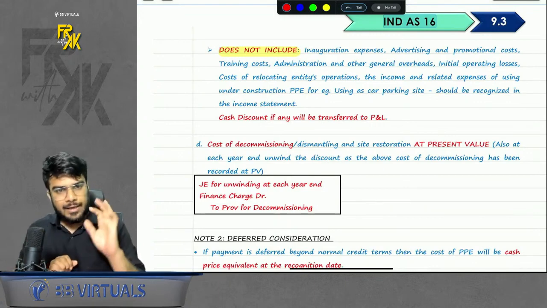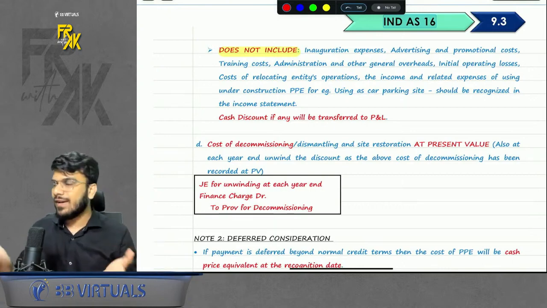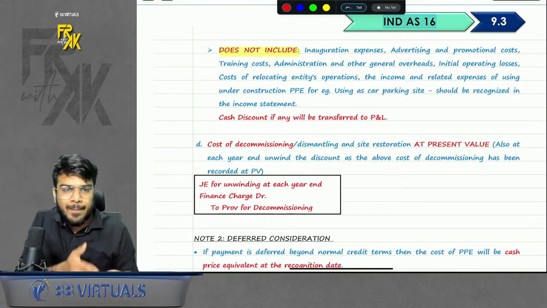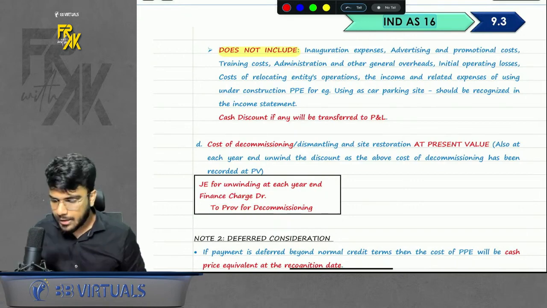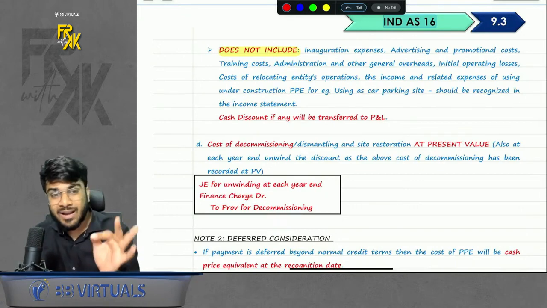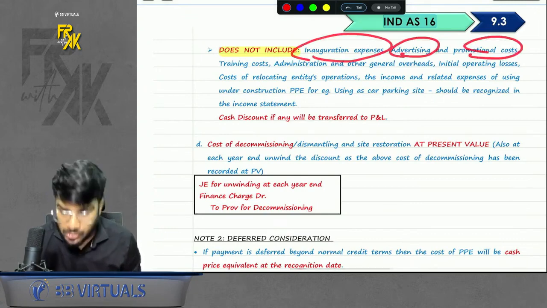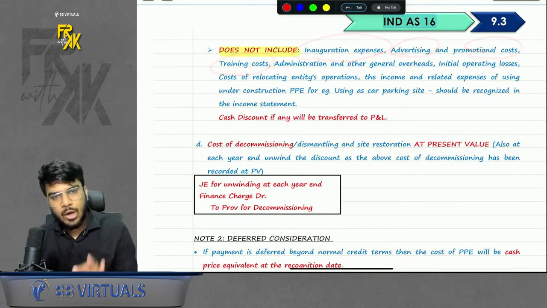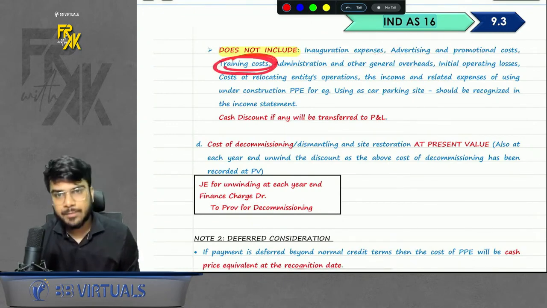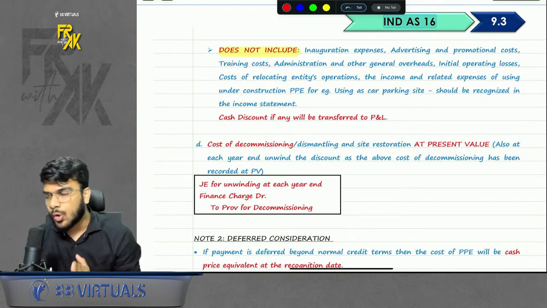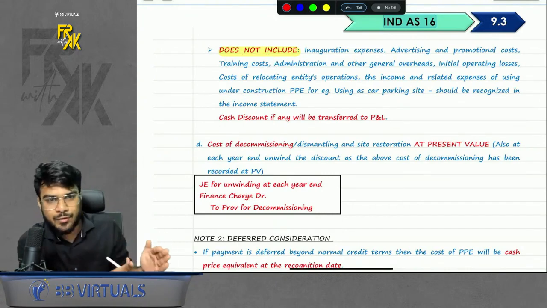So tell me, is this inauguration expense relevant for the asset to be made ready for use? Even if Mr. Rahul Gandhi wouldn't have come and cut the ribbon, still the metro would have run, na? That is what I'm trying to tell you. Such expenses are not necessary to make it ready for use. So such inauguration expense, advertising, promotional cost, training cost will not form part of the cost of the asset. Sir, why will training cost not form part? The reason is, even if you don't give training to the employees, still the asset is operational, right? The asset is ready for use, right?